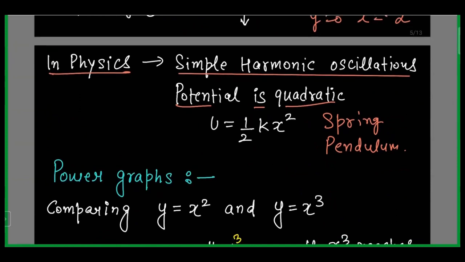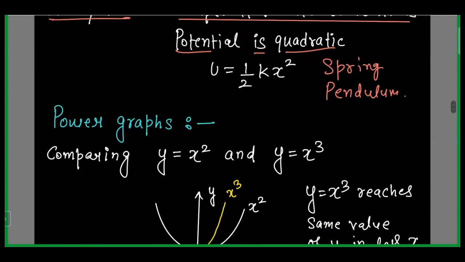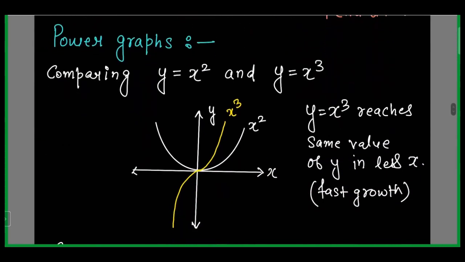The next part which I want to cover is power graphs. Now in physics, many times you see the y equals to x square graph and the y equals to x cube graph. So let's cover both. You can see one graph is y equals to x square and the other is y equals to x cube. So y equals to x square will be a parabola. The white graph you can clearly see is the parabola graph. But the y equals to x cube graph is given by yellow. So what are the features of the yellow graph? Number one feature is when x is negative, y equals to x cube is also negative.